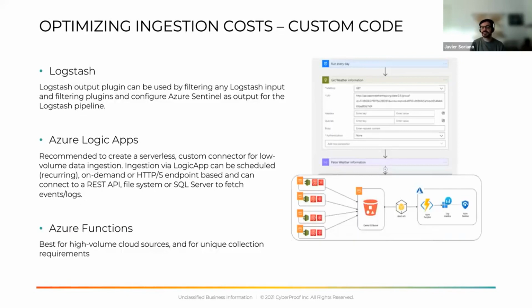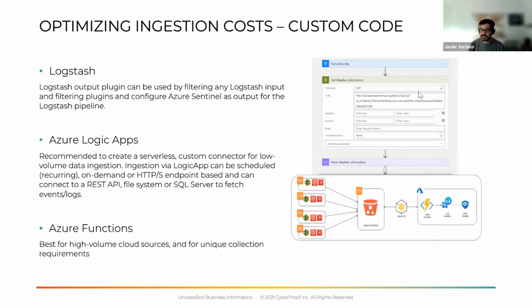And the last one is the custom code that we mentioned, right? So if those options are not available for whatever reason, I can always do custom code development. It can be using LOGSTASH, which requires very low-level coding expertise. It can be using Logic Apps. Logic Apps, in case you don't know, is basically a way of doing serverless programming just with blocks, right?